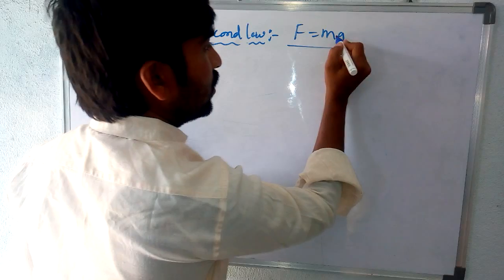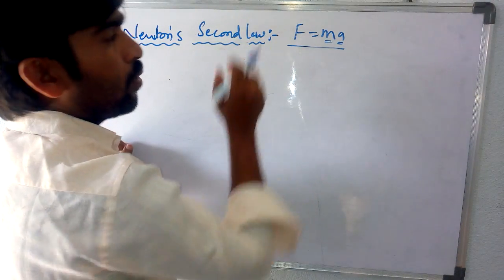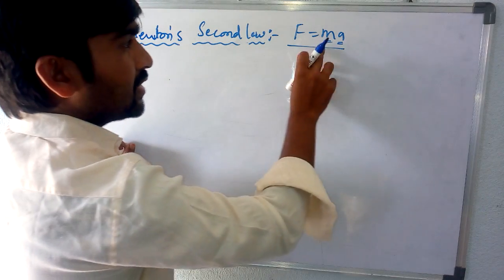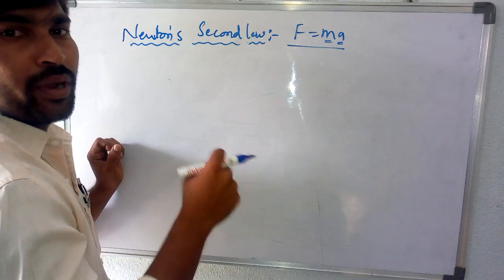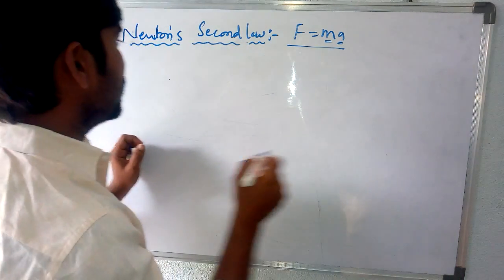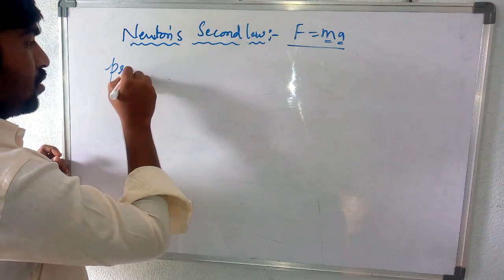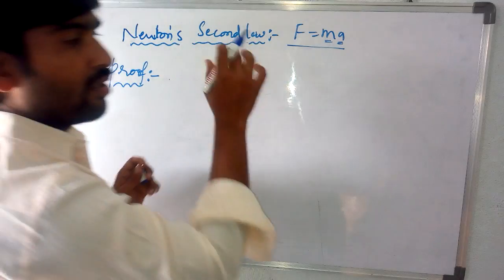So, the product of mass and acceleration is equal to the applied force, or the change in momentum with respect to time is equal to the applied force on it. This is Newton's second law. What is the proof for that? The mathematical expression for Newton's second law.